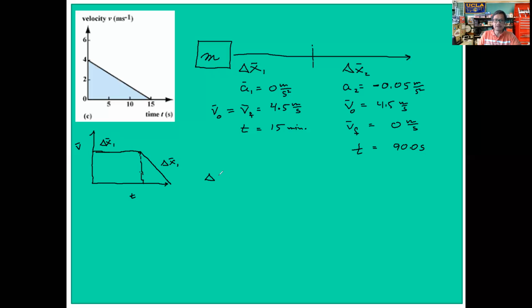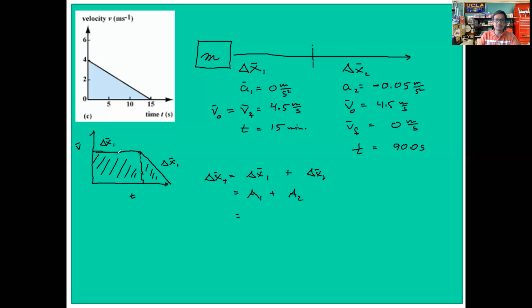Then for the total displacement, we need to find the displacement for 1 and add that to the displacement for 2, which means we would take the area underneath 1, so that would be the area of the rectangle plus the area of the triangle, and we would add it together, and that's it. Remember, the area here is going to be velocity and time. So let's go ahead and plug this in here.